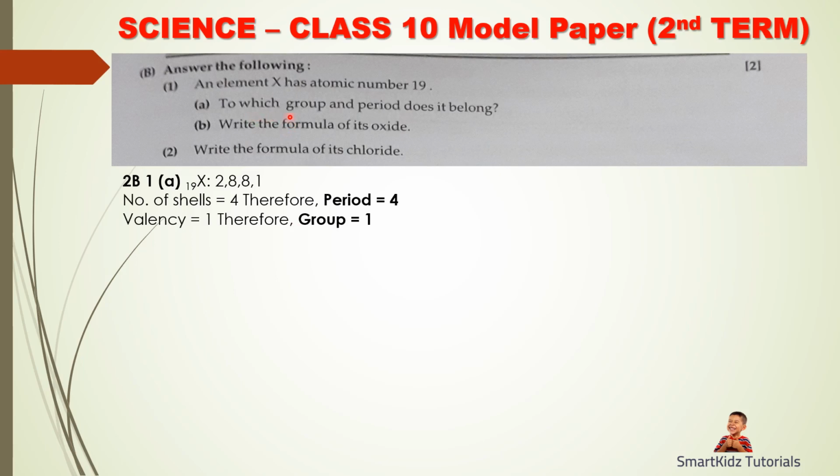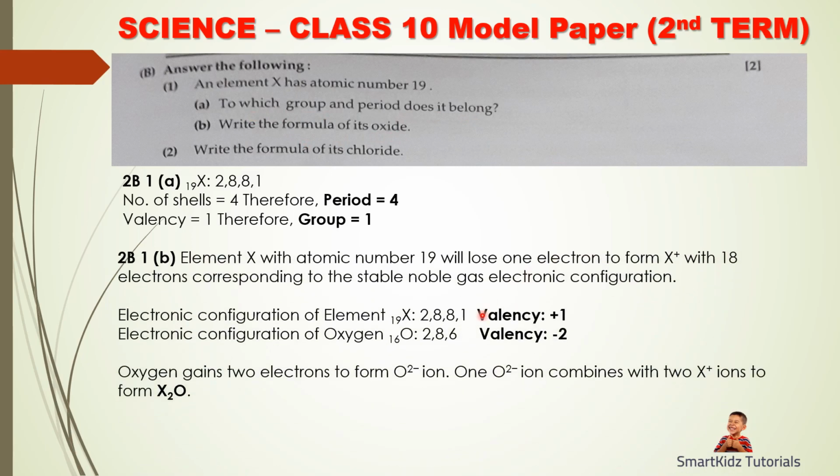So we solved the first one, to which group and period does it belong. Next one is write the formula of its oxide. Okay, this is an interesting one. Now element X has atomic number 19. So it has a valency of 1, which means it can give this one electron in its outermost shell. And if it is able to give one electron, that means it will have a valency of positive 1.